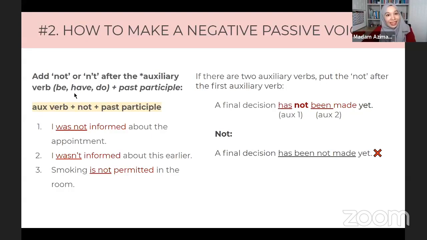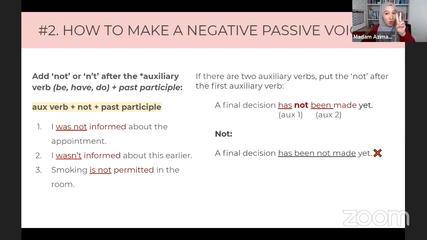So it looks like this. We have the auxiliary verb first, plus not, because we want to make it into a negative passive voice. And then we have the past participle. Again, of course, can't run away. So for example, subject I was not, okay, was is the be verb, not informed about the appointment. I wasn't informed, if I want to make it informal, n't. I wasn't informed about this earlier. Smoking is not permitted in the room.